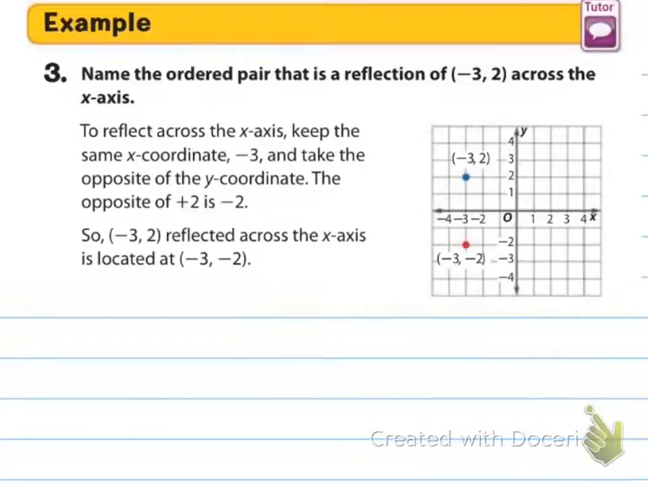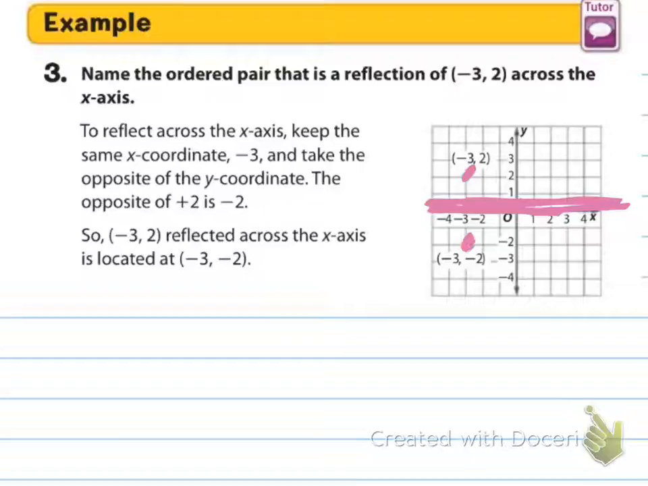So example number 3 says to name the ordered pair that is a reflection of (-3, 2) across the x-axis. So this is our binding of our book, and we're trying to figure out what's the other dot that's going to be kissing our (-3, 2). So it's going to be the same distance away from the binding as this one is. So it would be 2 down, and then it would be 3 over from the y-axis. So (-3, -2) would be the reflection of (-3, 2).